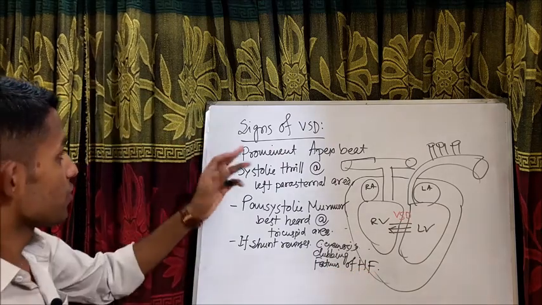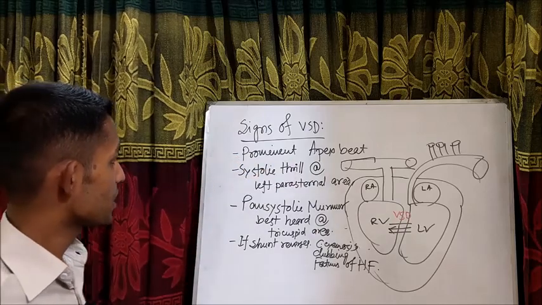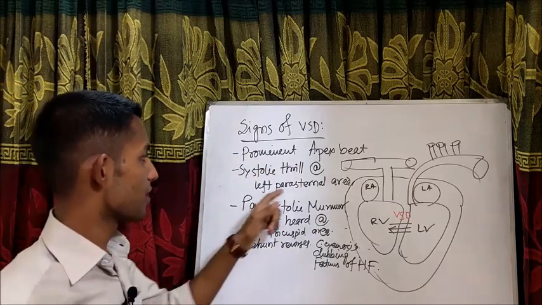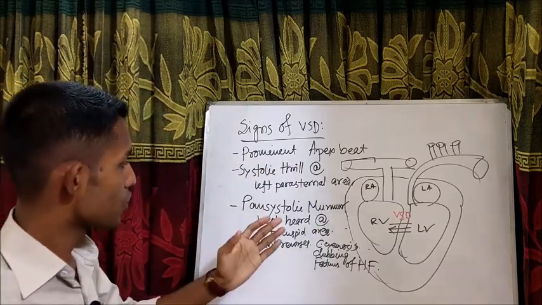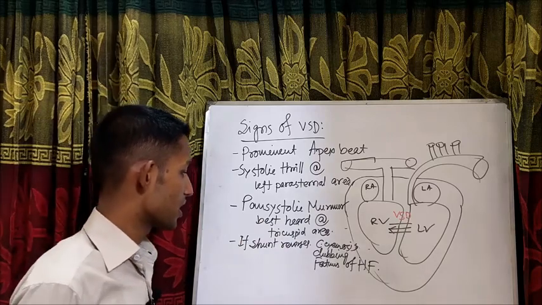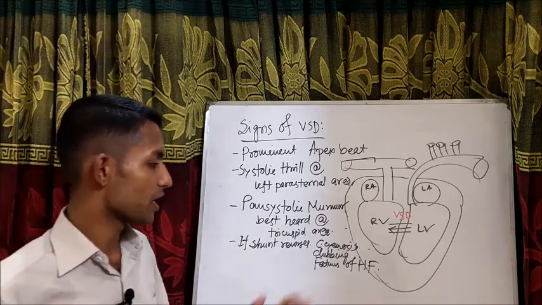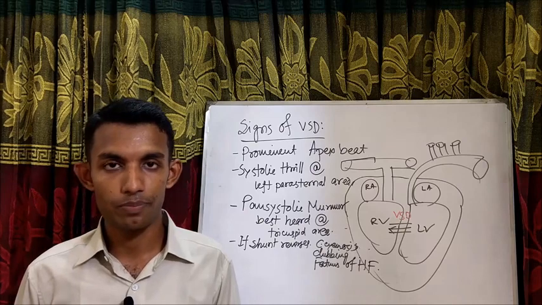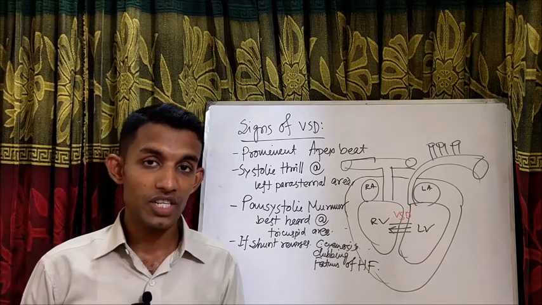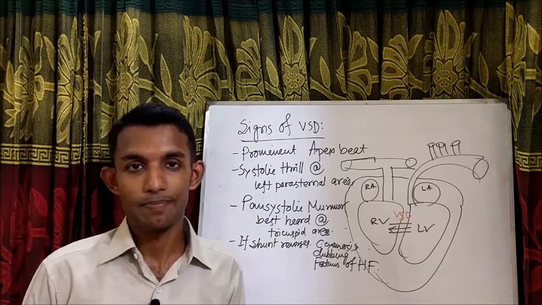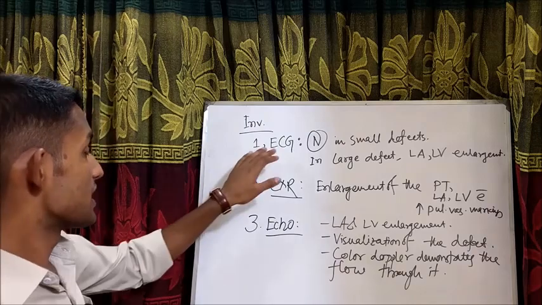So in case of signs of VSD, there is prominent apex beat, systolic thrill at left parasternal area, pansystolic murmur best heard at the tricuspid area, and if shunt reverses, there is central cyanosis, clubbing and features of heart failure. Now what are the investigations and treatment of VSD? So in the investigation, the first one is ECG.